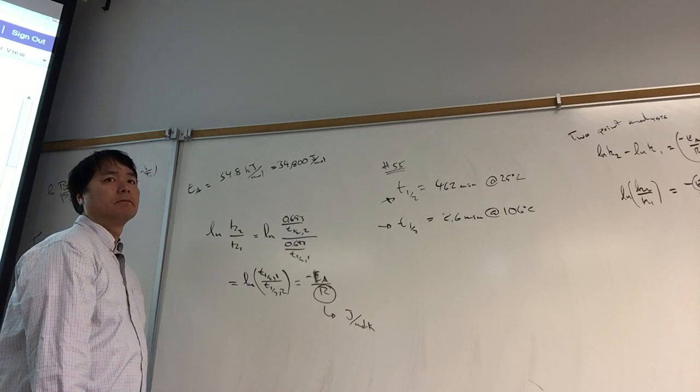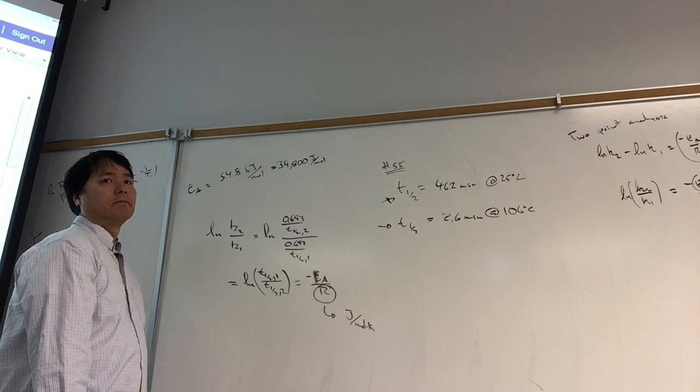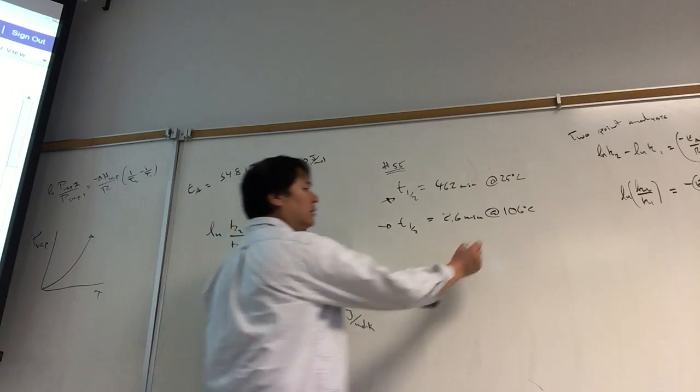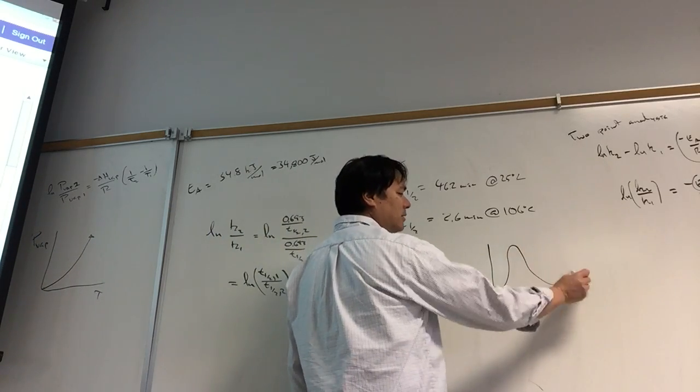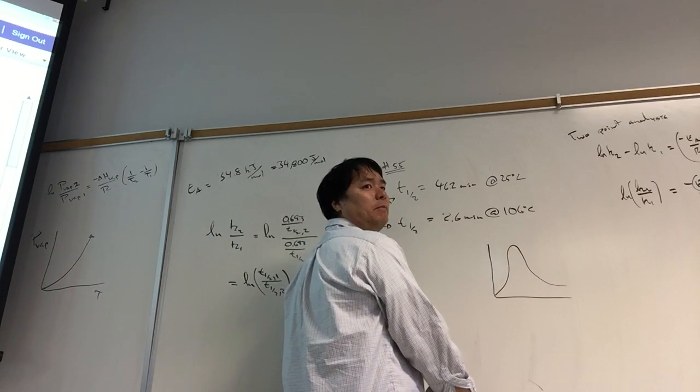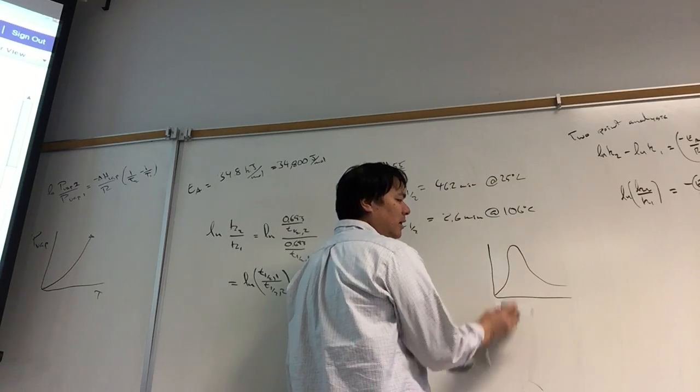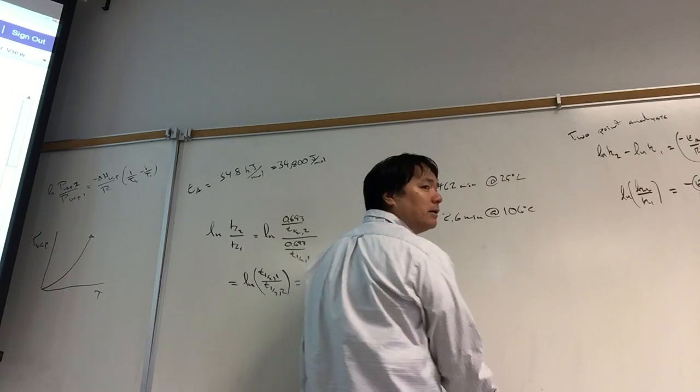Okay, why is it negative EA over R? That's the equation. Why is the curve like this? That's just empirical. This is based on experiment, you know.